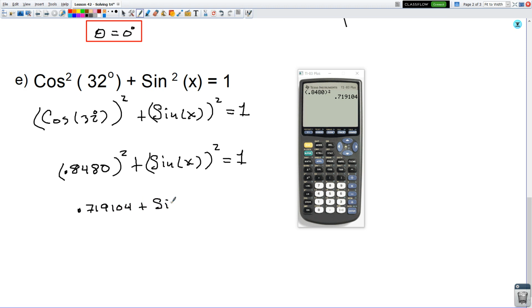Plus still the sine of x to the second exponent. This looks a little bit like example B, because what you want to do now is leave this whole term by itself. And to leave the second term by itself, we got to eliminate the first one. So what we can do here is subtract 0.7191.04 from both sides.